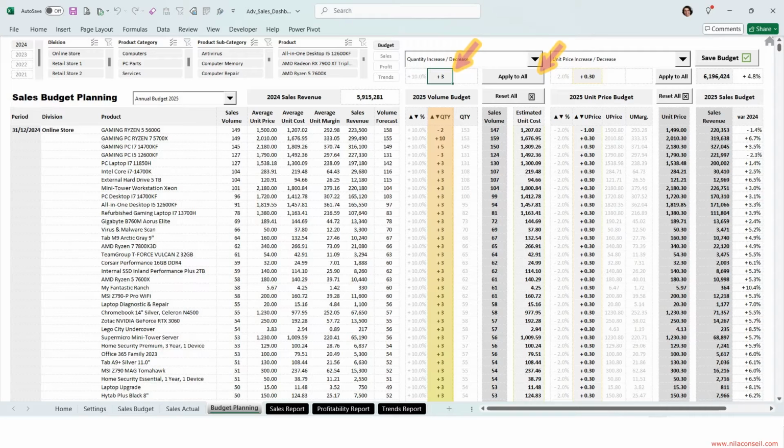It is possible to apply the same value to all products, then to update values if needed. Sales budget revenue growth is calculated for each product and for all products.